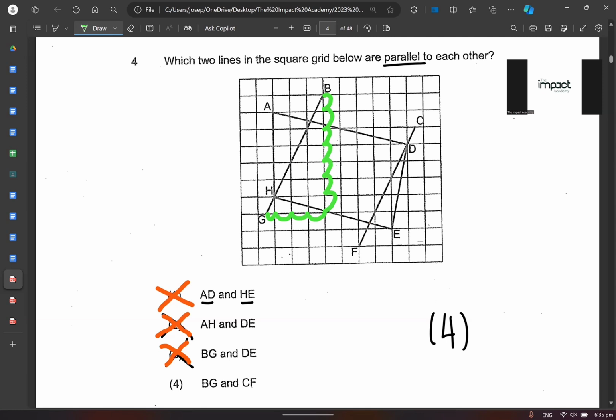Then for CF, again, you can see 1, 2, and then half a box. Can you see it? In fact, you can move up first: 1, 2, 3, 4, 5, 6, 7 also. Do you agree or disagree? And then we go 1, 2, 3, half a box. Isn't it identical? And the moment that is the case, the lines are parallel. That's the reason why your answer for this question has to be option number.